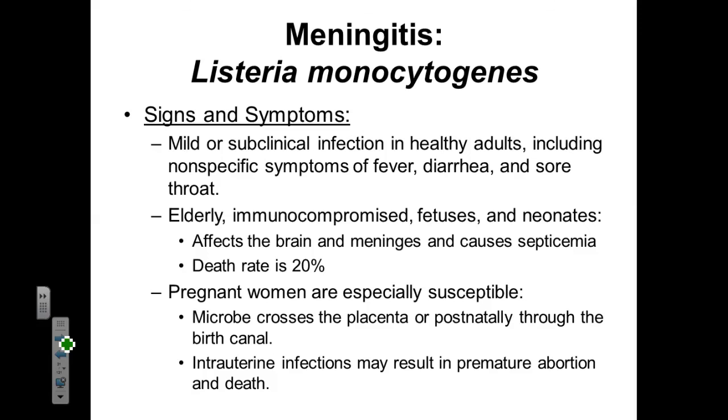them much more motile. Some of the signs and symptoms of meningitis caused by Listeria monocytogenes include a mild or subclinical infection. So this is not going to be a particularly common one. It's going to occur in healthy adults with nonspecific symptoms like fever and diarrhea. If the patient is immunocompromised, then there is a very dramatic death rate associated with this infection. Pregnant women are especially susceptible because women that are pregnant are partially immunocompromised. This microbe can cross over the placental barrier or postnatally through the birth canal. Intrauterine infections may also result in a premature abortion and death of the child.